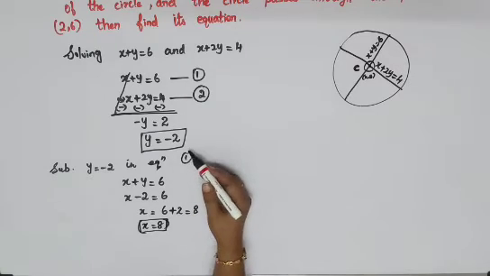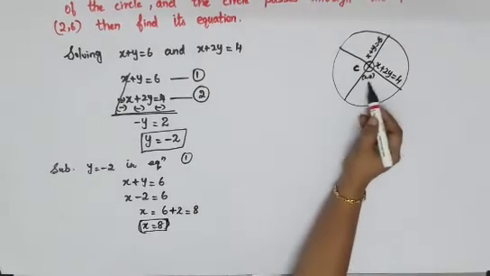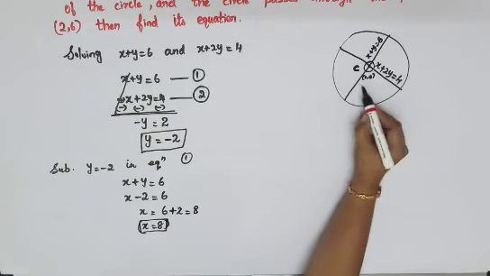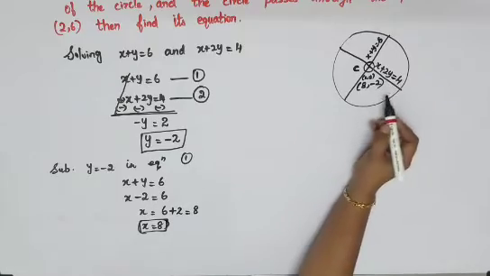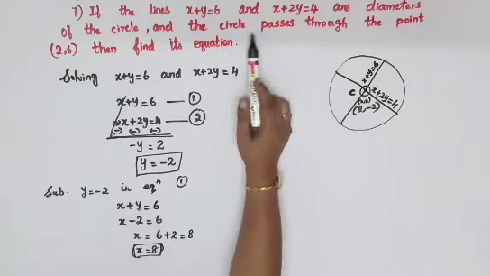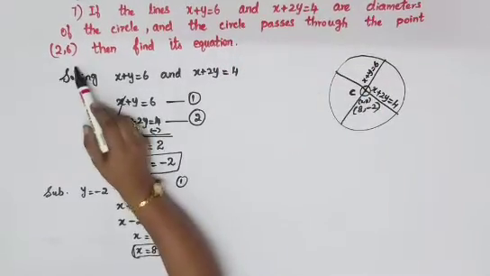So your value of x and y is there. That is the center. We have just marked it already, x and y. So now we can write it as (8, minus 2). That is your center now. One more condition it is given: the circle passes through the point (2, 6).